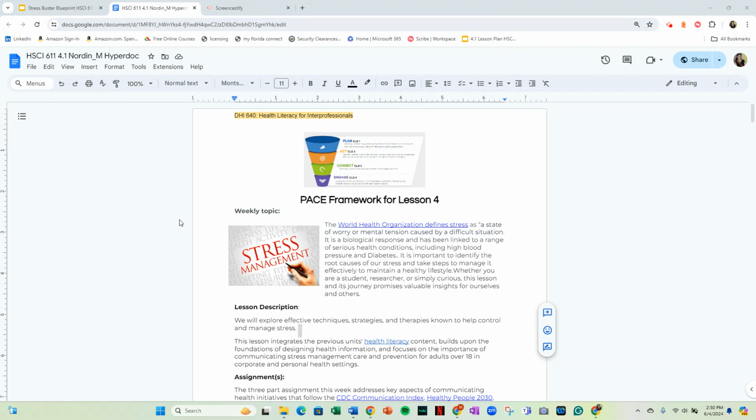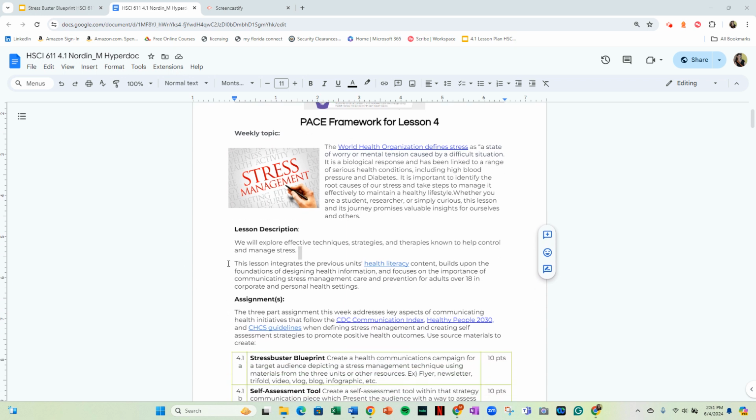We will go over the weekly topic for today. The World Health Organization defines stress as a state of worry or mental tension caused by a difficult situation. It's a biological response and has been linked to a wide range of serious conditions, including high blood pressure and diabetes. For this week's lesson, we will be talking about the effects, techniques, strategies, and therapies to help us control and manage stress.